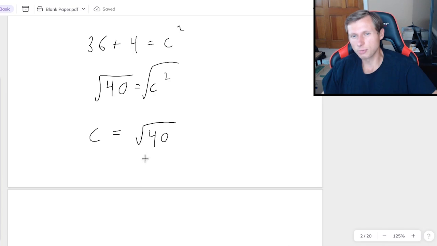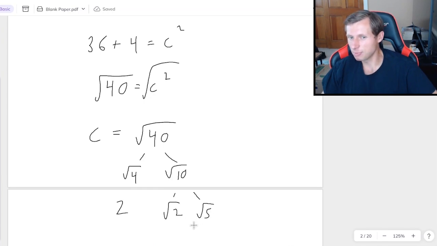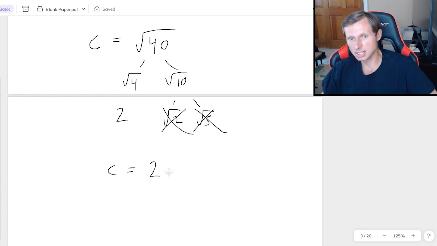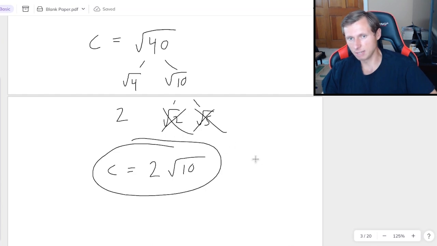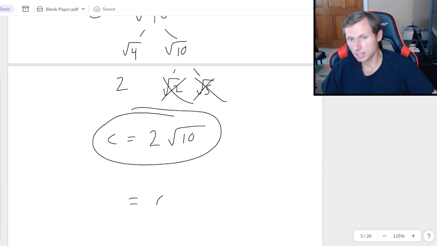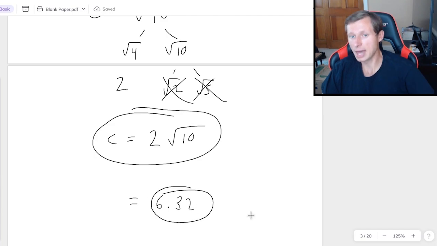So here, square root of 40 can break up into root 4 and root 10. We know the square root of 4 is 2, and root 10 can be further broken up into root 2 and root 5. But since that doesn't simplify any further, we actually leave it at root 10, and so that's my final answer, c equals 2 root 10. If you leave it as root 40, that's okay, but we really want to simplify it using this. Or if you're allowed to use a calculator, then you would just plug it in the calculator, square root of 40, and you'd get 6.32, and that would be your answer.